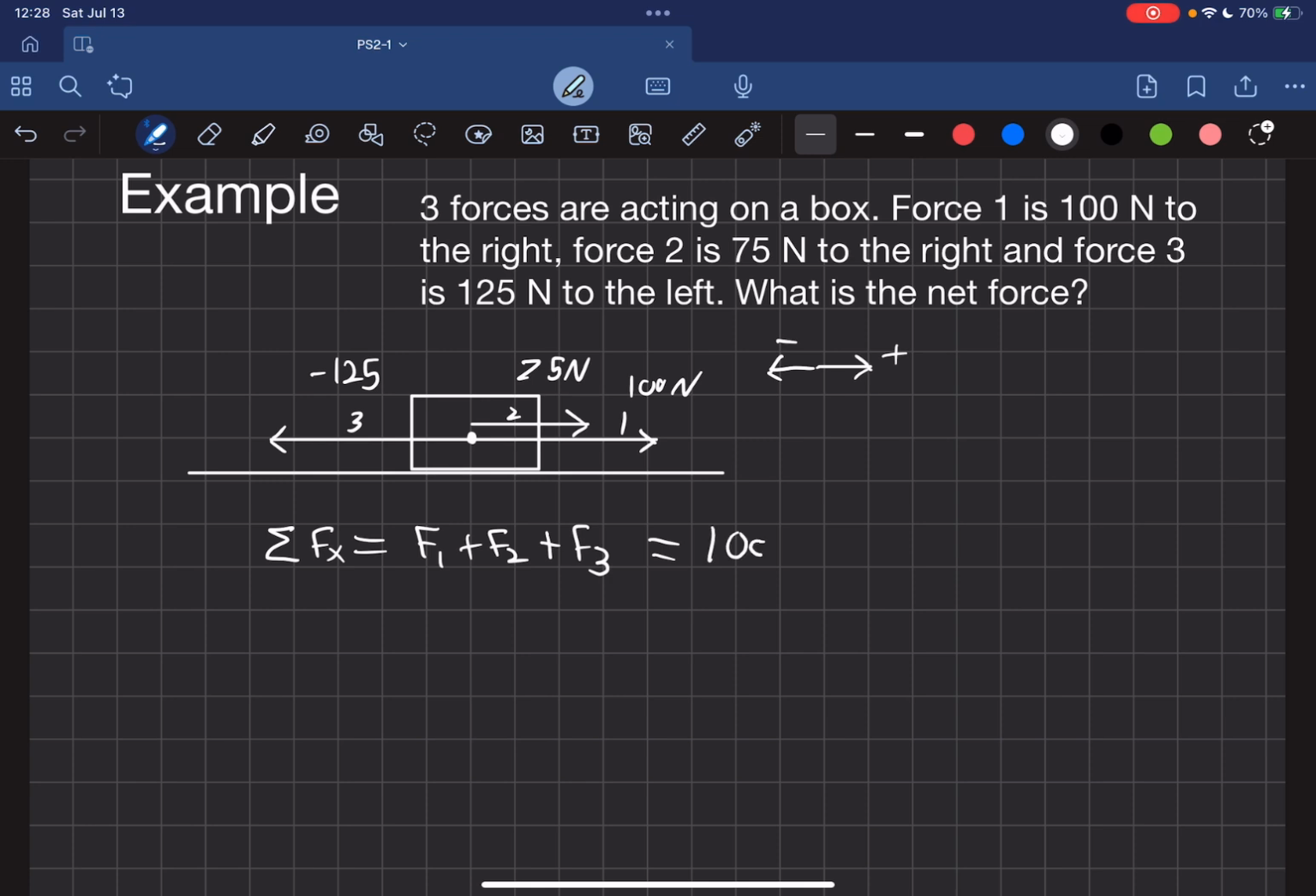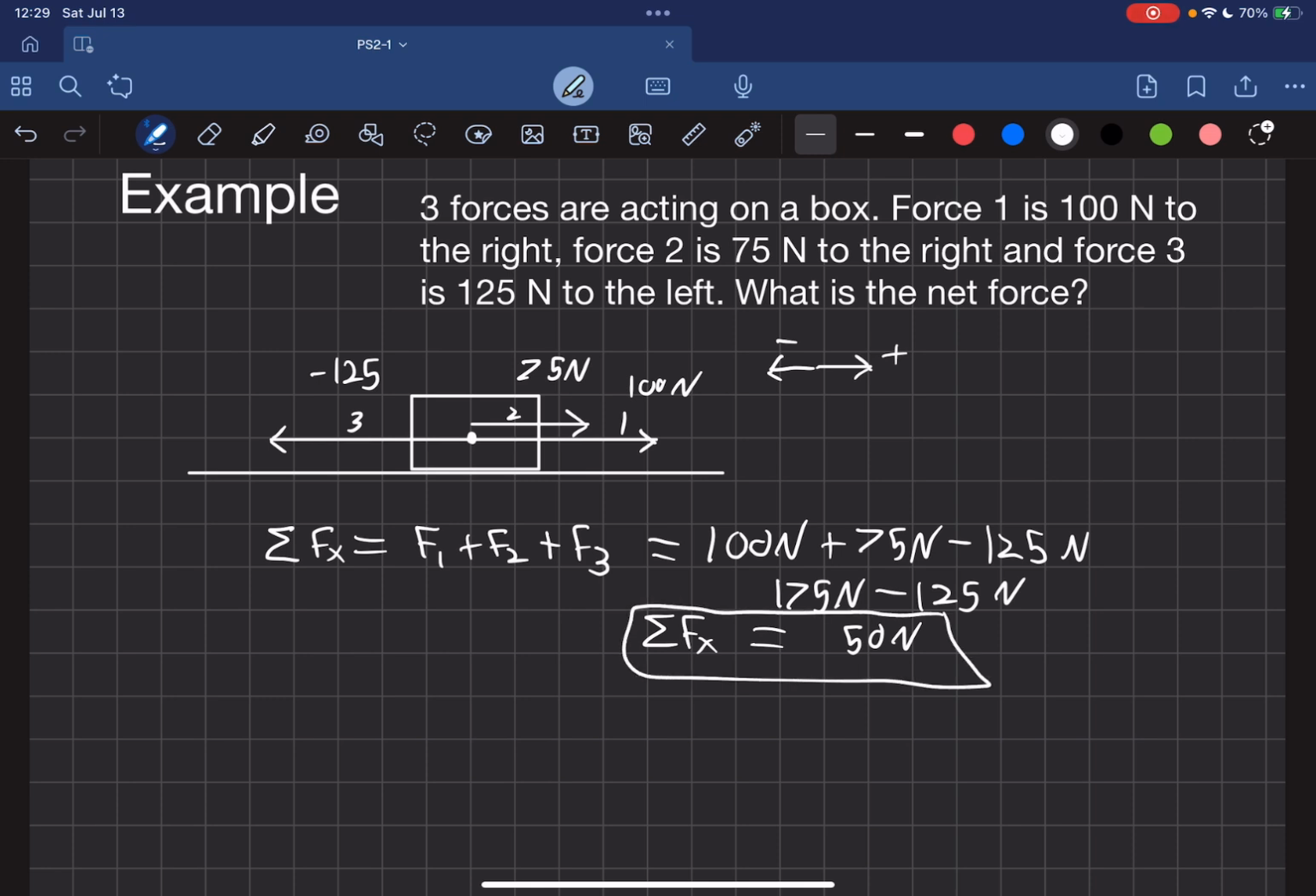Let's write this out. We've got 100 newtons plus 75 newtons minus 125 newtons. 100 plus 75 is 175 newtons, minus 125 newtons is going to get you a positive 50 newtons. So the sum of all forces, also called the net force, in the x direction is 50 newtons.